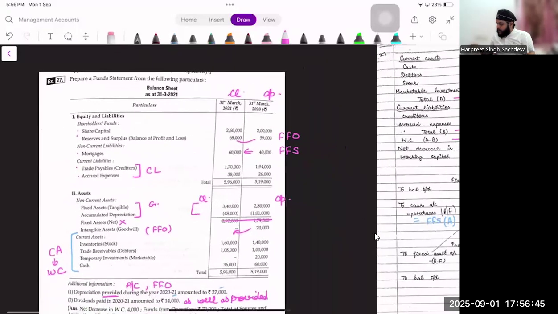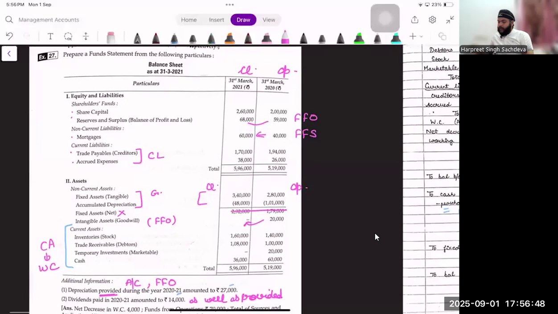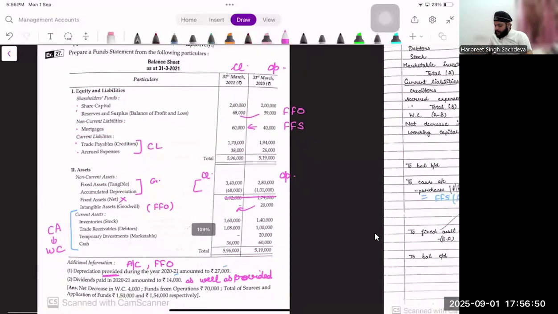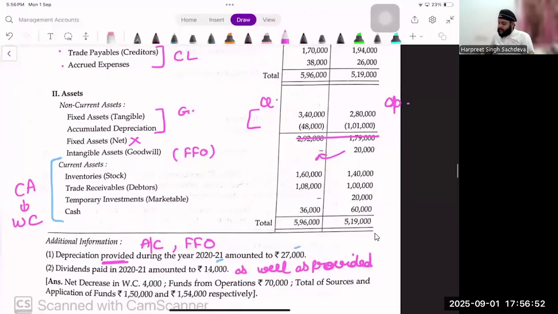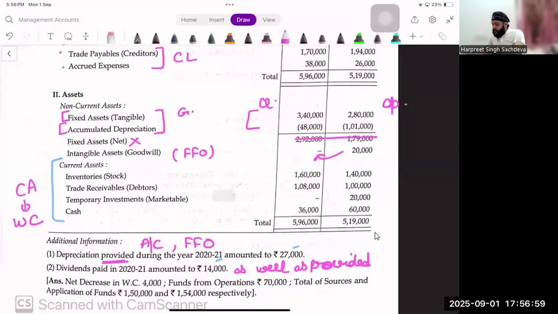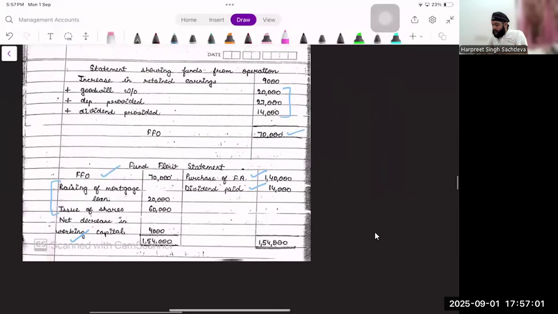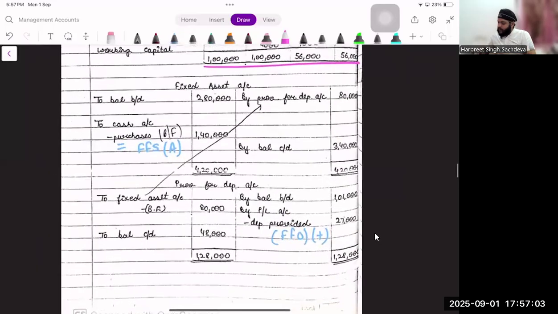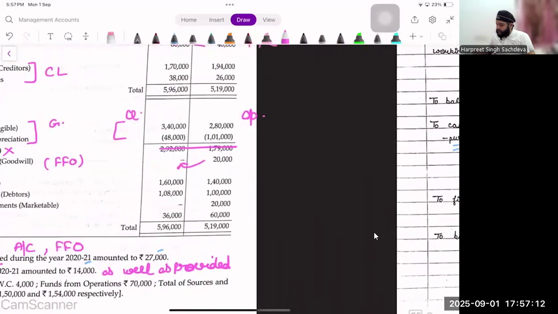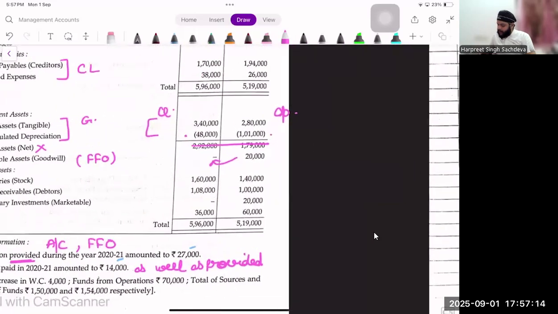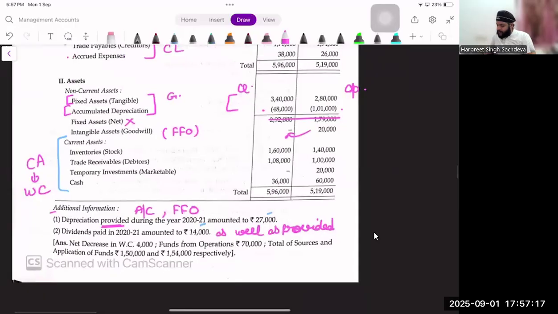So next step Raja, we need to prepare accounts. Accounts केड़े केड़े बनाने राजा? Fixed assets at gross values and its दोस्त account, accumulated depreciation. So fixed asset account, balance brought down 2,80,000. Carried on will be 3,40,000. Dost account brought down will be on the credit side 1,01,000 and carried on is 48,000. Very easy. Now we'll check out the adjustments.